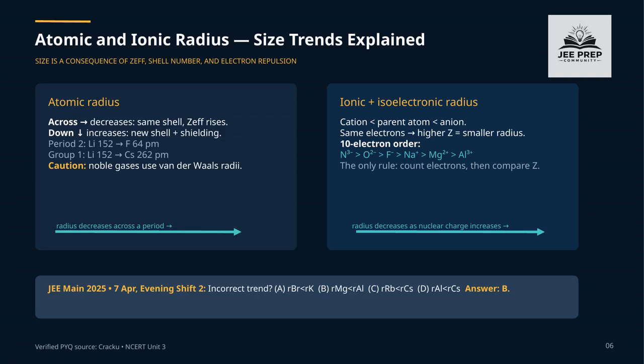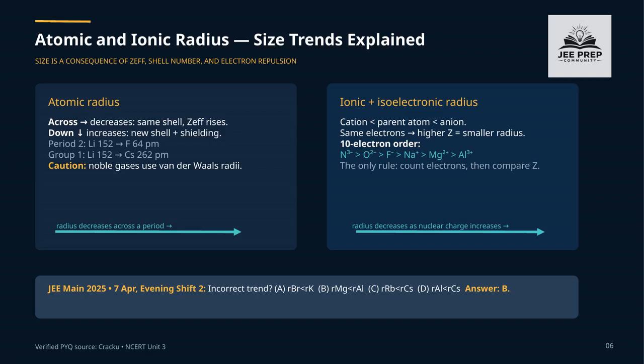Now attempt the authentic IIT JEE 2009 question. Which order is correct for the first ionization energies? A says B less than beryllium less than nitrogen less than oxygen. B says beryllium less than B less than nitrogen less than oxygen. C says B less than beryllium less than oxygen less than nitrogen. D says B less than oxygen less than beryllium less than nitrogen.